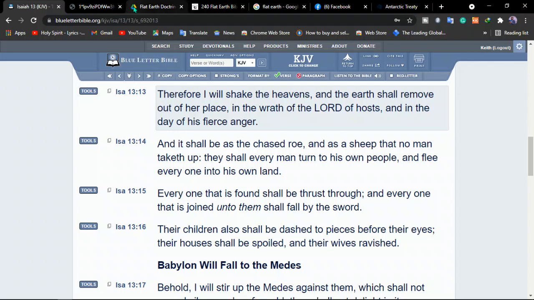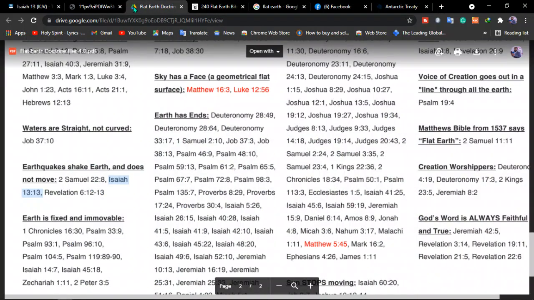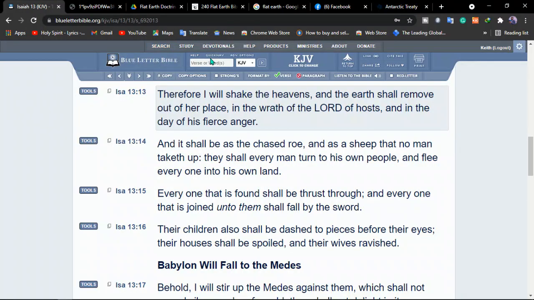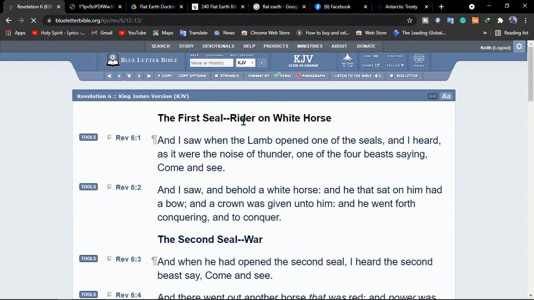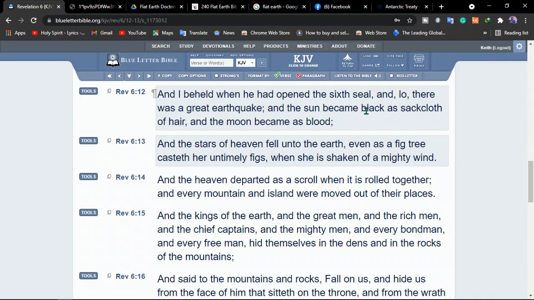Actually, the Bible says that the earth will be rolled like a book, something like that. Okay, the earth will be rolled. Let's check Revelation 6:12-13. And I beheld when he had opened the sixth seal, and lo, there was a great earthquake. You see? And the sun became black as sackcloth of hair, and the moon became as blood, and the stars of heaven fell unto the earth, even as a fig tree casteth her untimely figs, when she is shaken of a mighty wind.